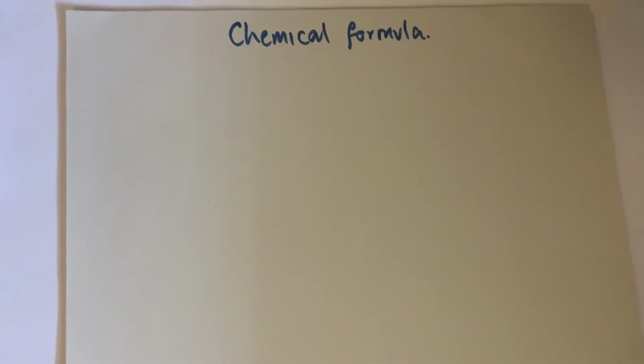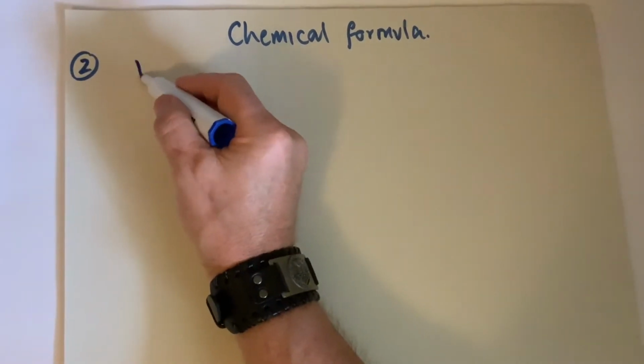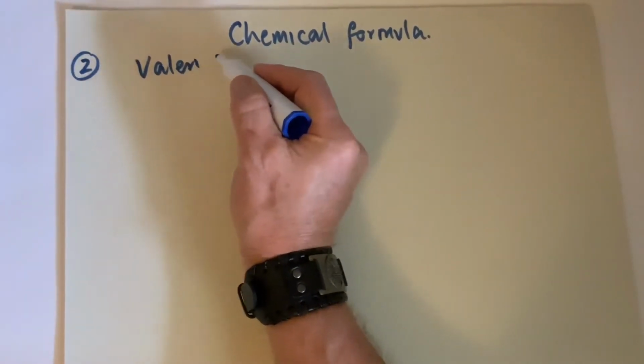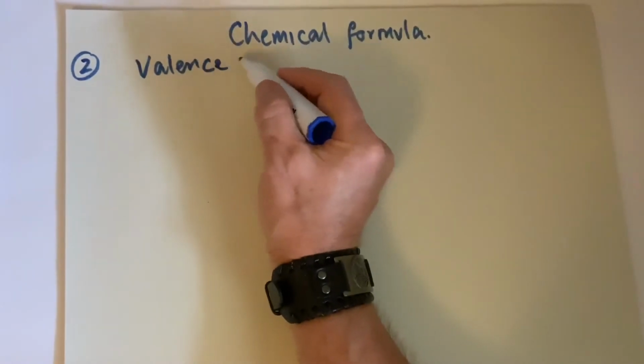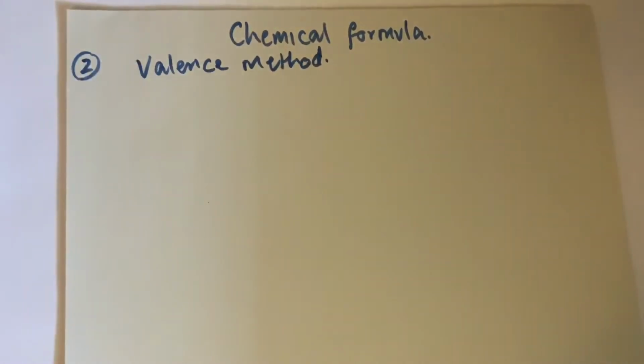Chemical formula. Method number 2. This is what's called the valence method. First thing, you need to understand what's meant by the valence method. Valence is an indication of how many electrons are present in the outer shell of the atom.